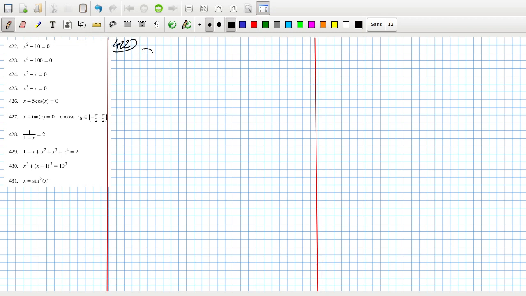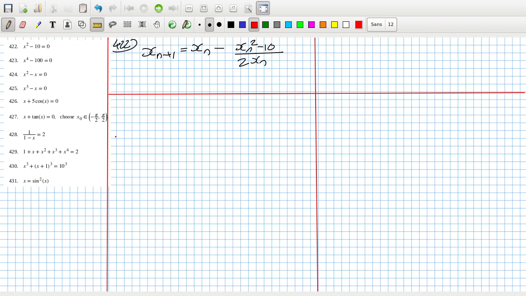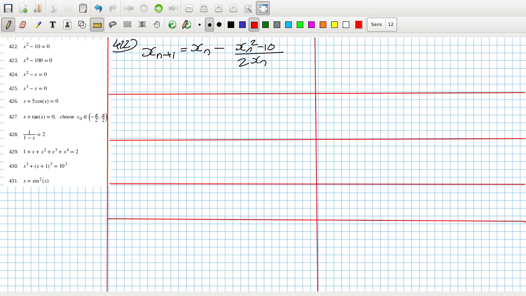422: x_{n+1} = x_n minus (x_n squared minus 10) over 2x_n. Okay, let me leave some space: 2, 4, 6, 8, 10, 12. 1, 2, 3, 4, 5, 6, 7, 8, 9, 10. That's definitely enough space then.